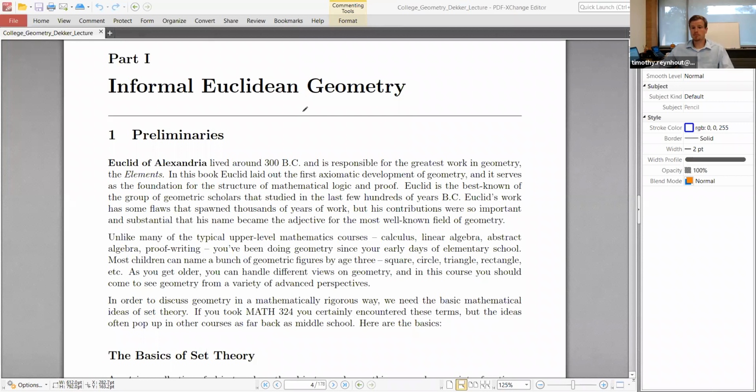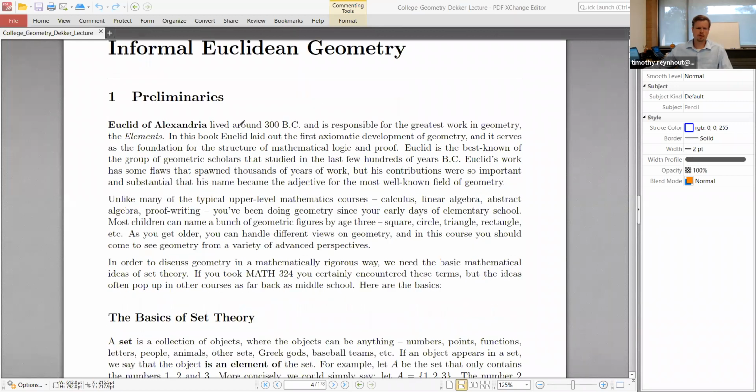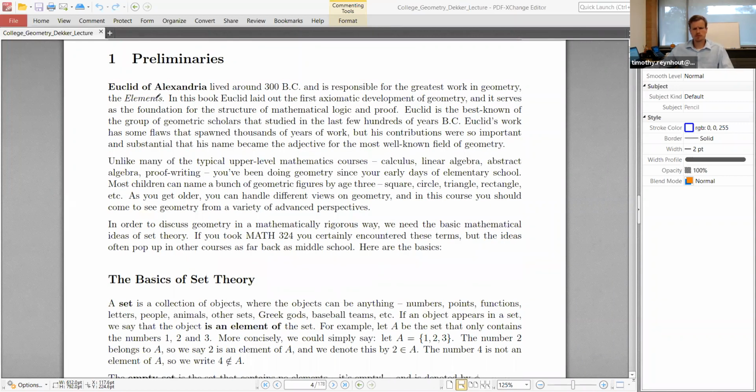All right, so this is part one. We're in section one. Feel free to read over this little bit about Euclid of Alexandria and things you may have seen. Maybe a quick note here, since I received this content or this text from someone else, here refers to Math 324. You should have seen these things in Math 220 or possibly many other courses.